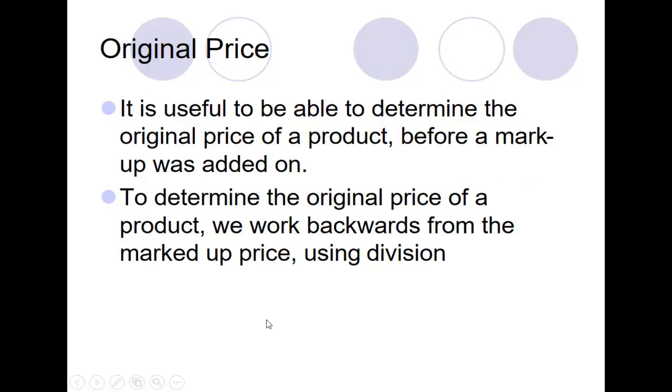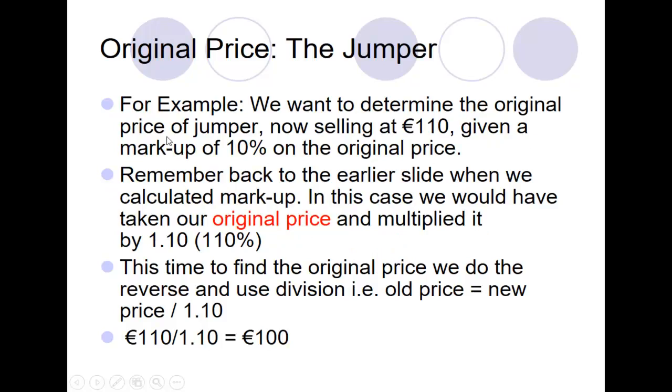So you've worked out how to add on VAT or some sort of markup. It's useful to be able to determine the original price of a product before the markup was added on. To determine the original price of a product, we work backwards from the markup price using division. For example, we want to determine the original price of a jumper now selling at 110, given a markup of 10% on the original price.